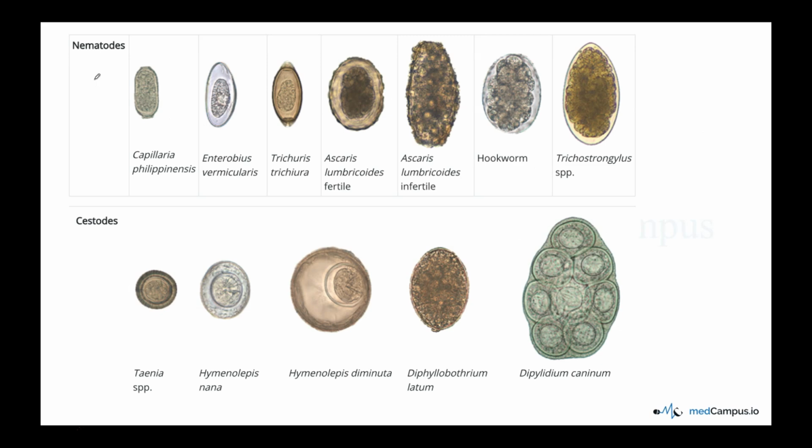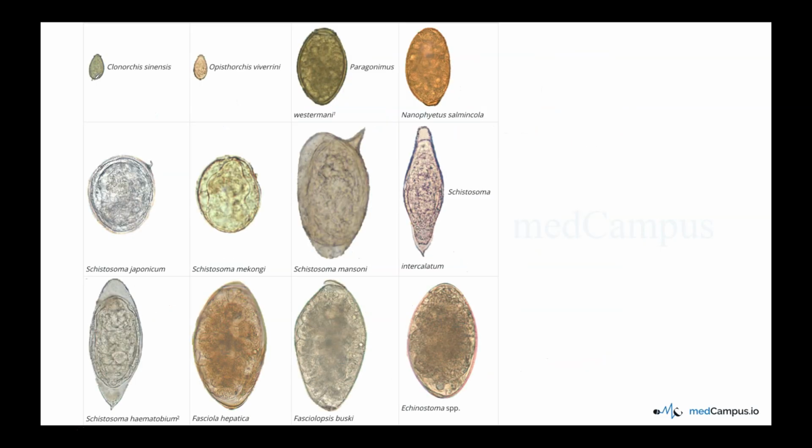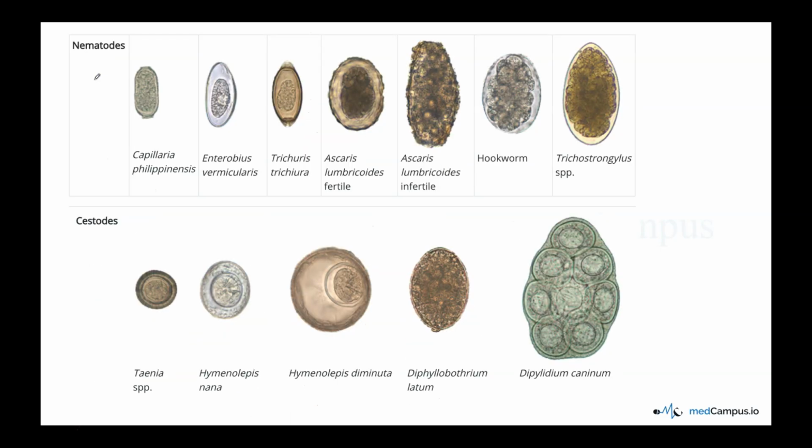Identifying the eggs, okay, the character of the eggs from nematodes, cestodes, and also this part is trematodes. First we'll start with the nematodes. So in the nematodes, these are the classic examples. One is Capillaria, which is not much important, but very important one is Enterobius, and also we have Trichuris, very important one. We have Ascaris.